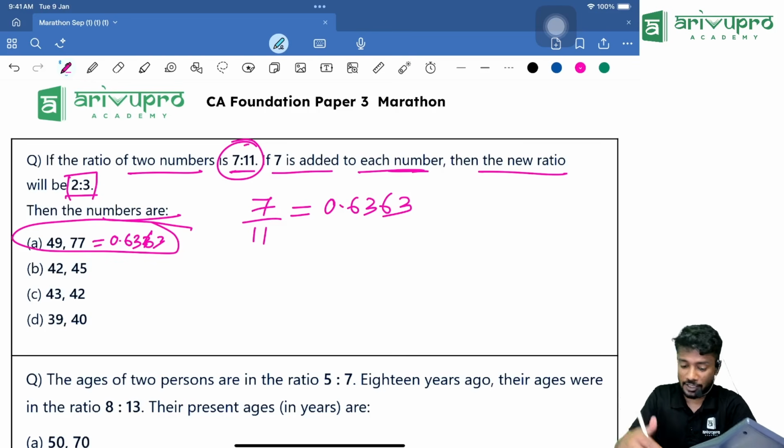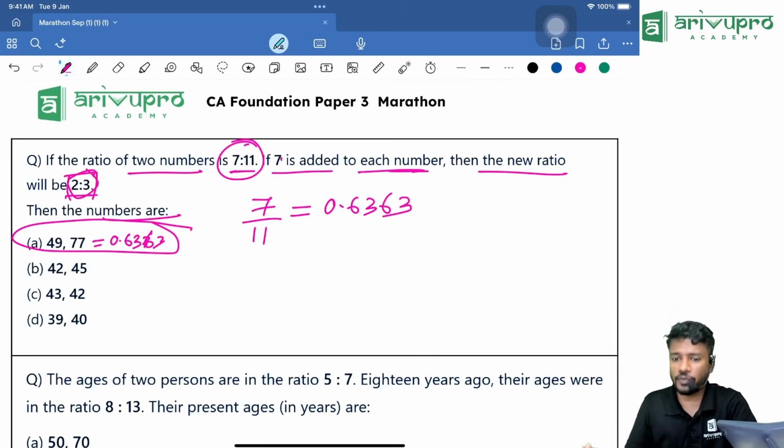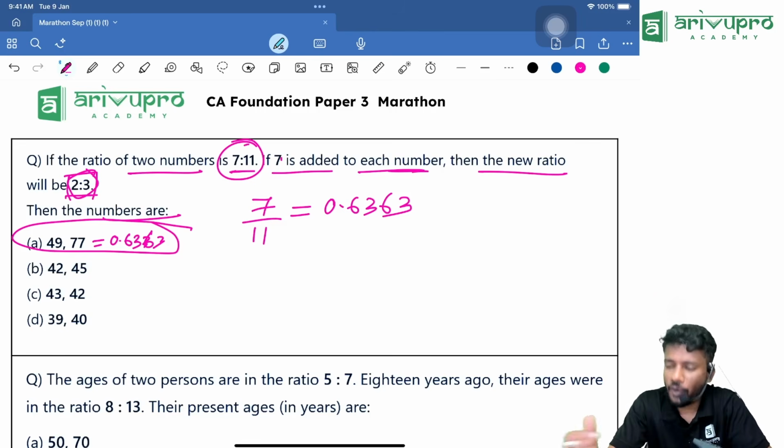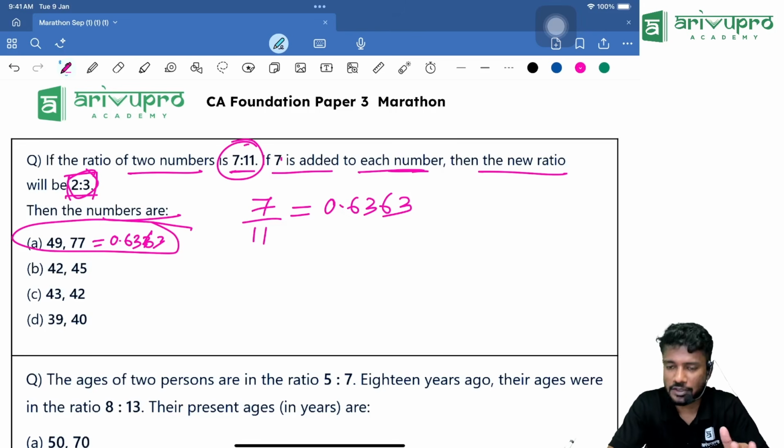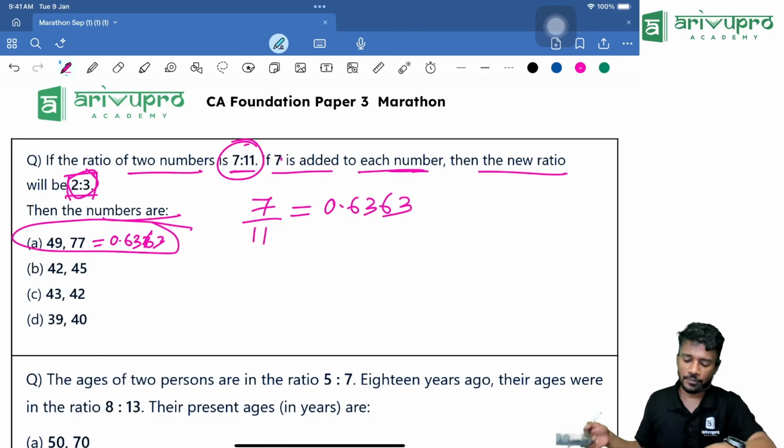If any other option is also giving 0.6363, what you will do is add and check 2 by 3 also. We will add and check which option gives you 2 by 3. Yes. Next one.